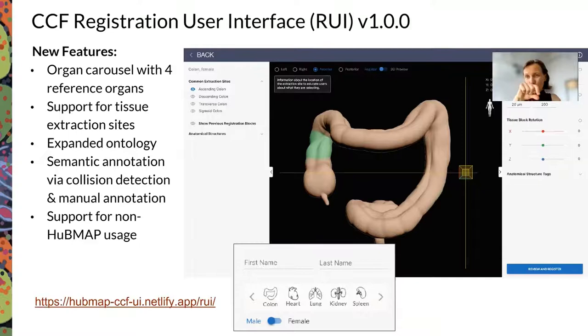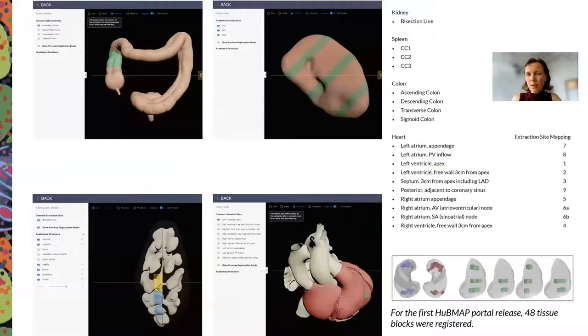But also via collision detection, you automatically get semantic annotations and IDs crossed over to ontologies associated with your tissue blocks. And we now have that for many different organs. Four of them are shown here. We also get to see in the lower right-hand part here how different tissue blocks were extracted from here, kidney and spleen.